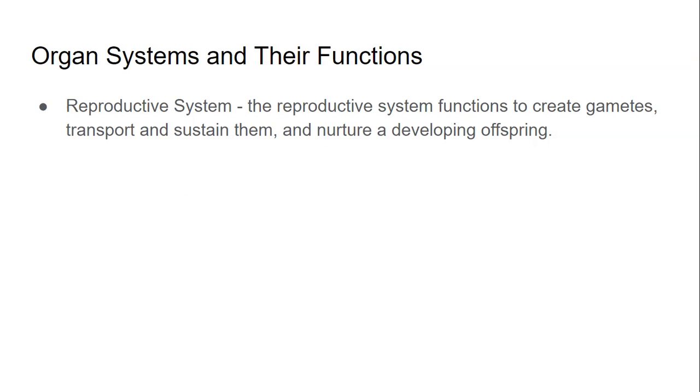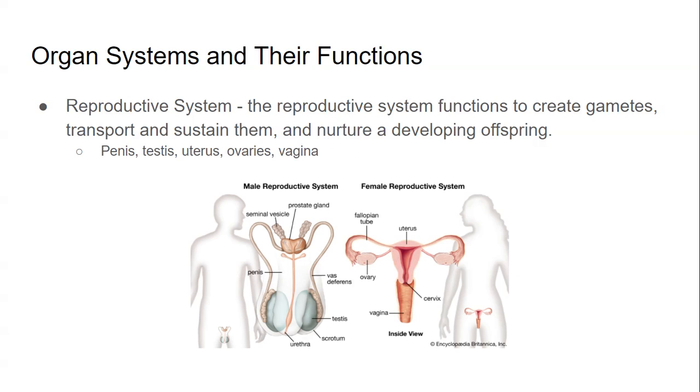Next, we have the reproductive system. So the reproductive system functions in order to create gametes, or those sex cells, egg and sperm, and it transports and sustains them. And in women, it can help nurture a developing offspring. So some of the organs that we have in this are the penis, testes, uterus, ovaries, and vagina. So obviously, the male reproductive system is different than the female, as most of you probably already know. But that is the main function of the reproductive system.